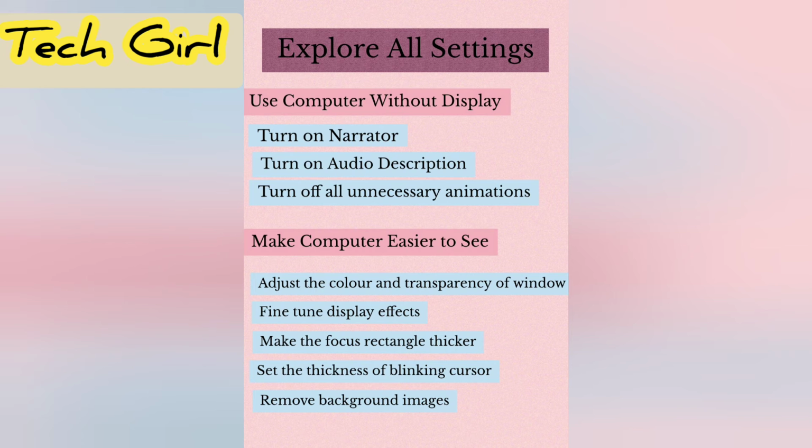So this is the main difference between Narrator and this option, audio description. If you turn on Narrator, it is a screen reading utility. It will announce all the activities going on your screen. Any kind of notification, it will announce. Suppose you're using a laptop and the battery is going down, then it will announce. And the audio description option will help you describe what is going on in a video.